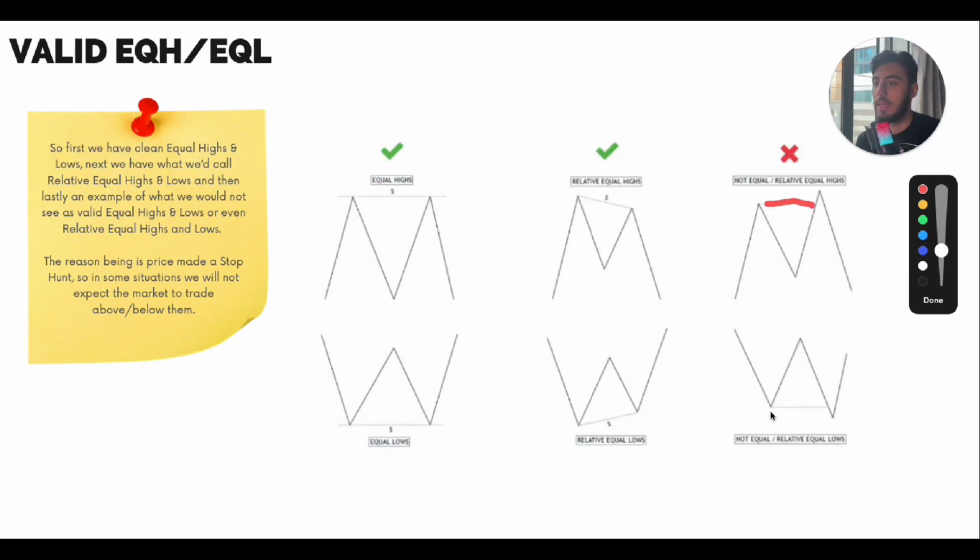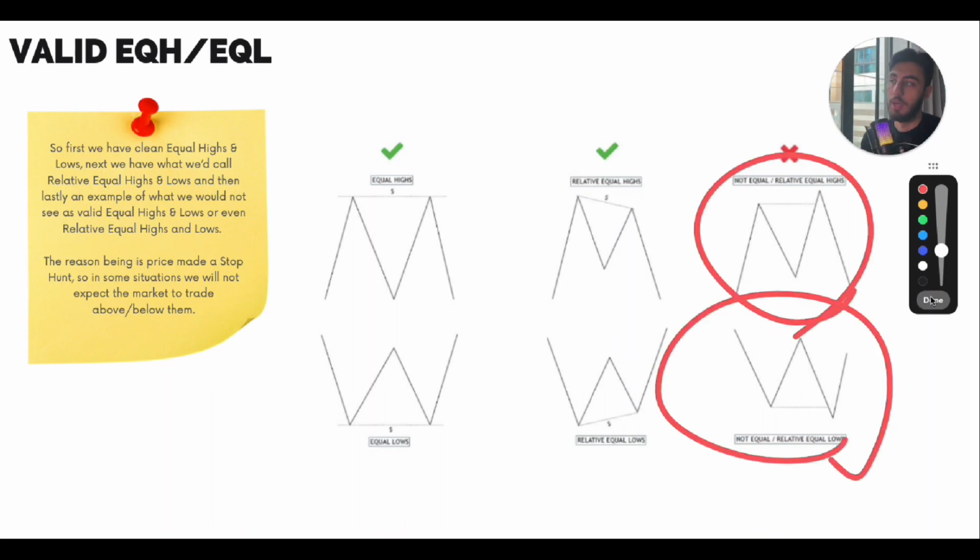Same thing. If in the equal low, the second mitigation is lower than the first mitigation, this is not an equal high. This is a stop hunt, okay? And you can't say this is an equal high. Don't mark the equal high like this. No. Pay attention. So I hope you can understand it. The reason being is price made a stop hunt. So in some situations, we will not expect the market to trade above or below them, as I told you.